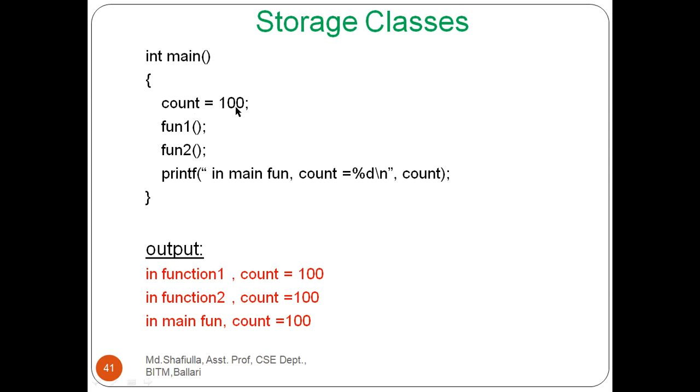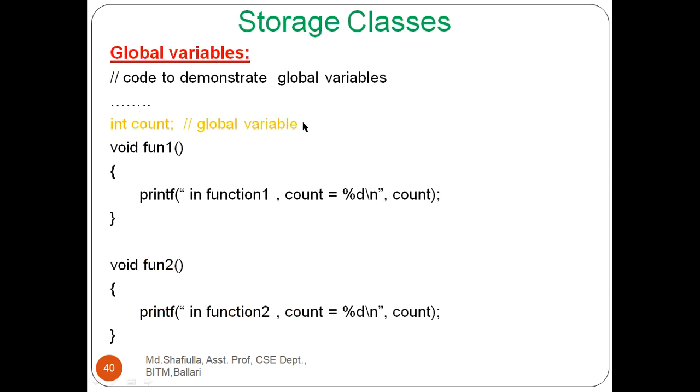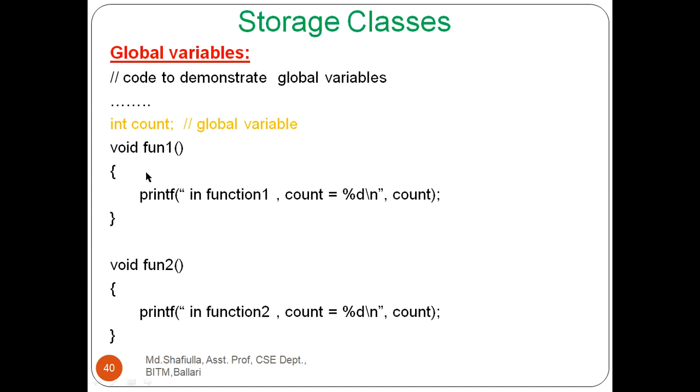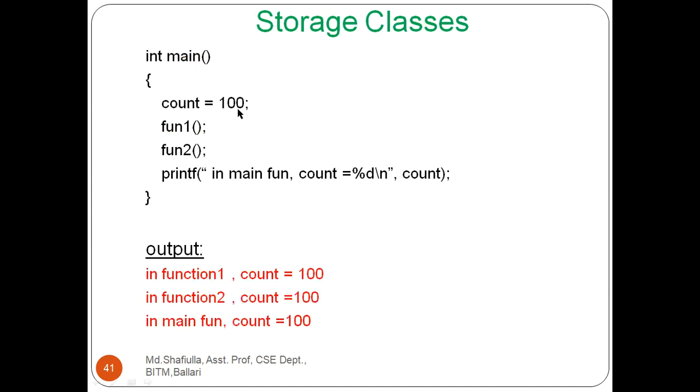So now count equals 100. See, declaration is done in the global area, and initialization of that variable is done in the main function. That purely indicates that this is a global variable and it will be available to all the functions. So now I am calling function 1. Control shifts from the calling function to the called function. In function 1, count equals, so what is the value of count? 100 will be printed. Again control shifts back to the main function.